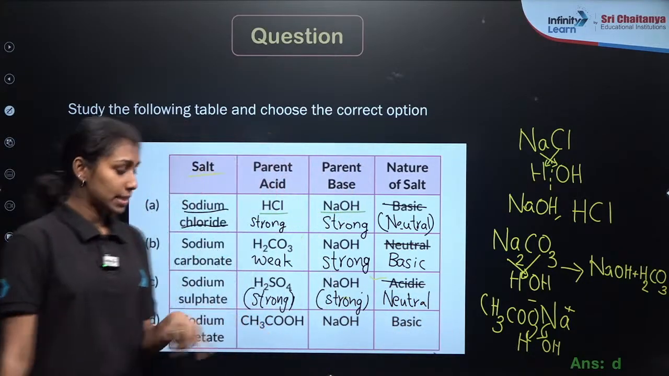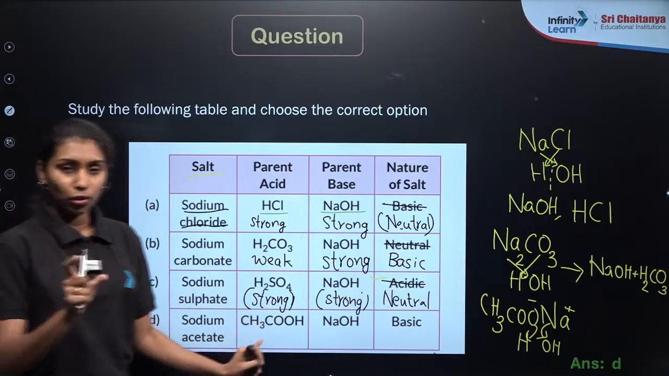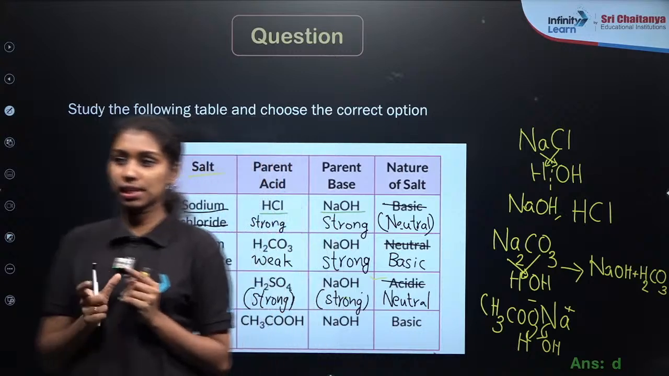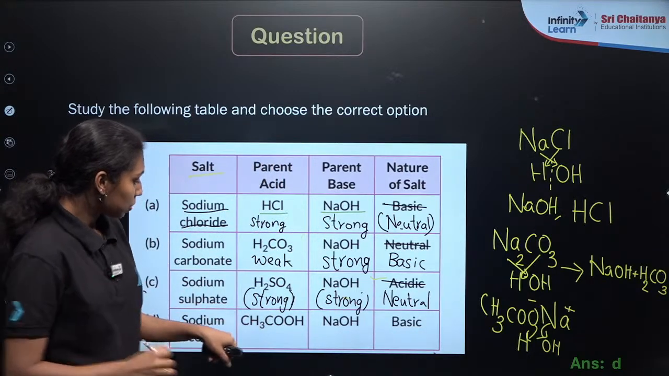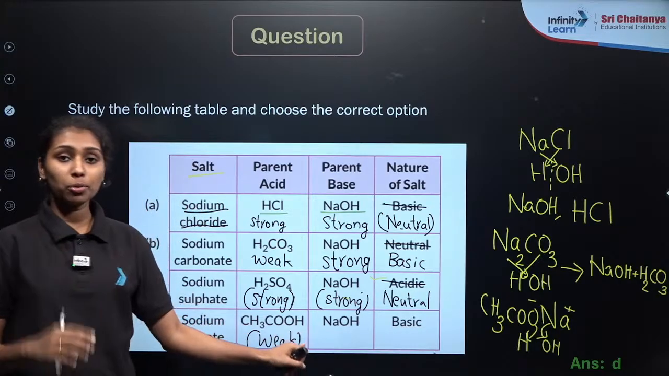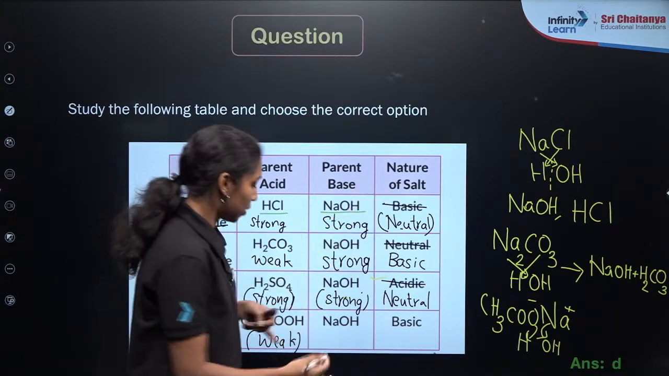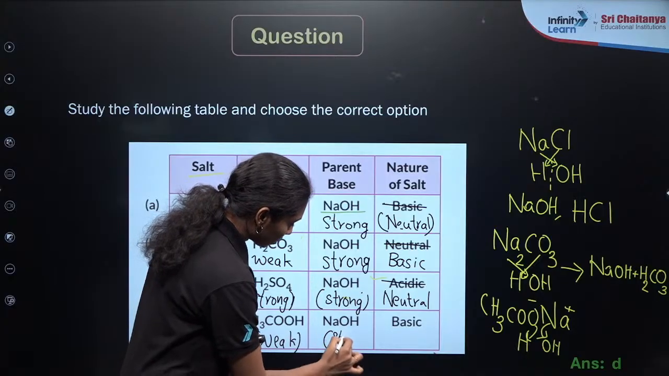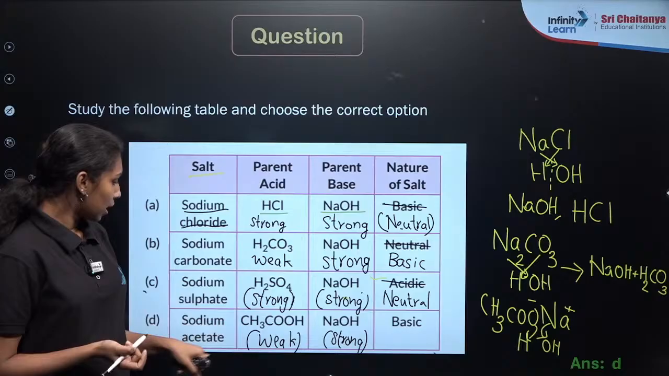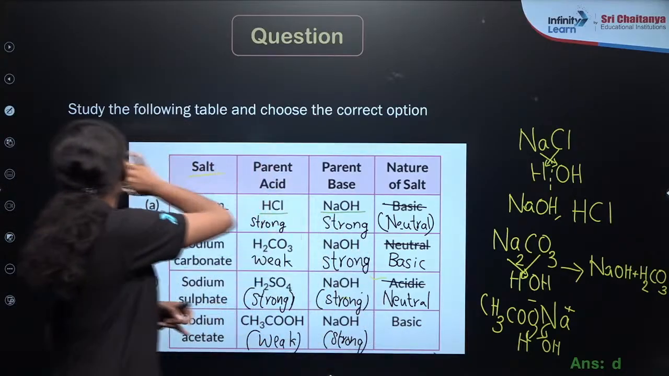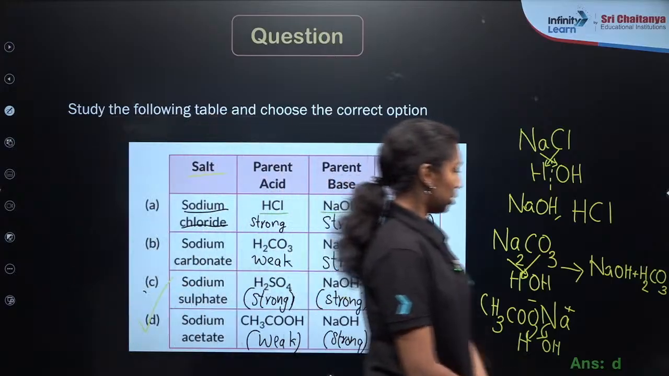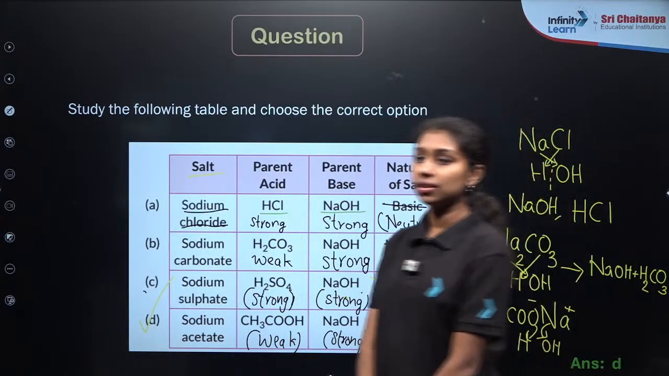What about the last one? CH3COOH, acetic acid, as we already know, is the vinegar we use in our home. It is less acidic in nature, which means it is a weak acid. Then NaOH is a strong base. Depending upon the strong one, we will define the nature of the salt. So definitely the nature of the salt forming here will be basic. So option D will be our correct answer. Is that clear?